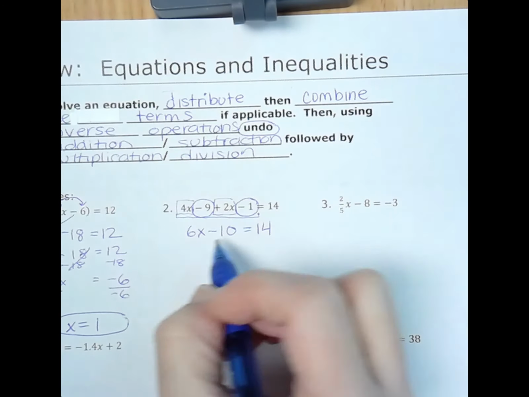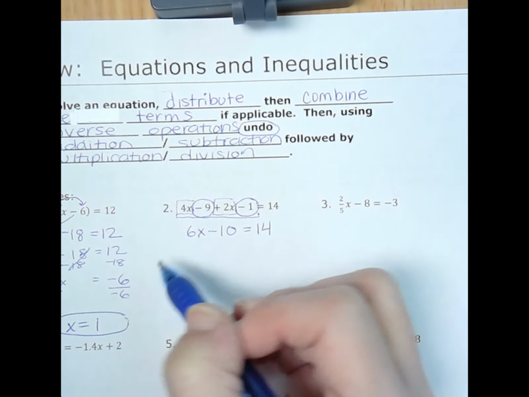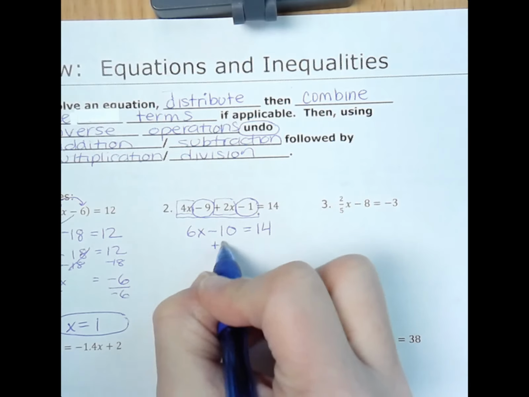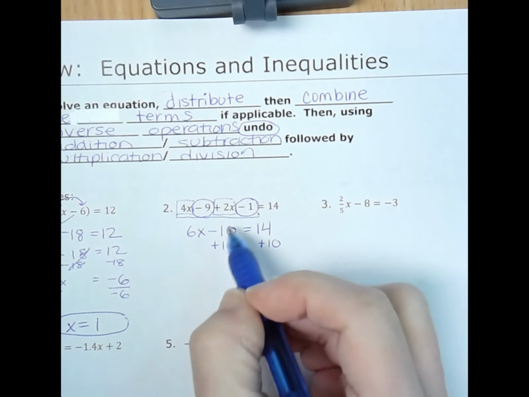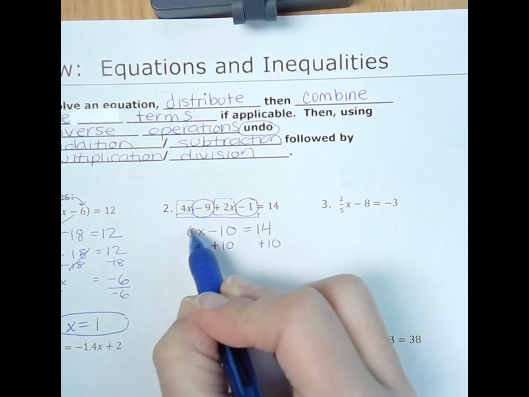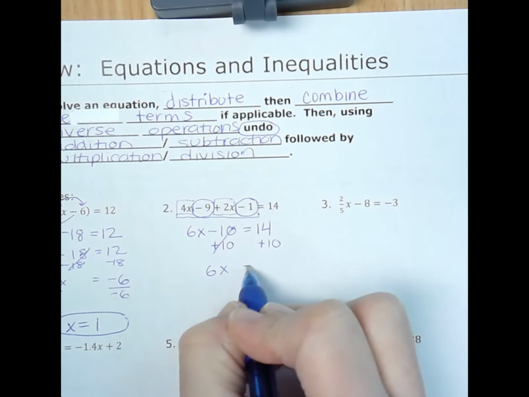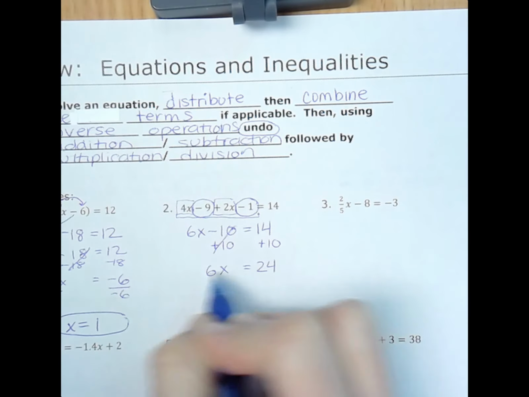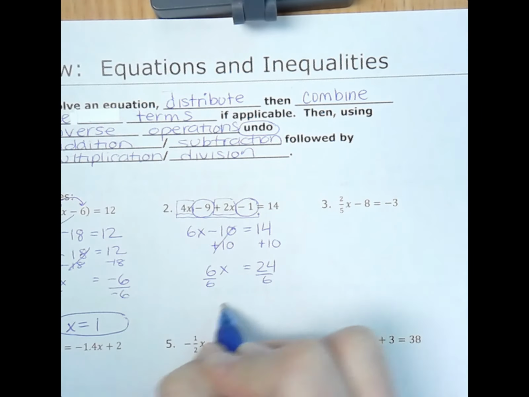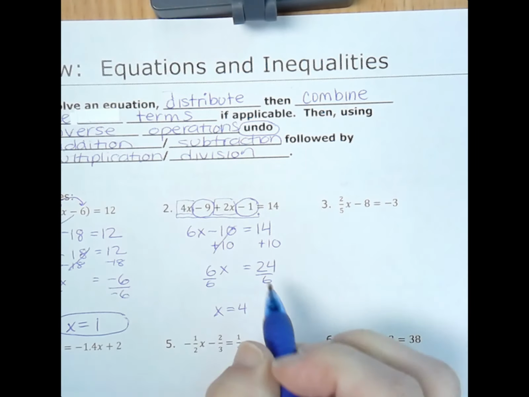Now everything is simplified. We can go ahead and do our steps to undo. So let's add 10 first. Remember, you always want to get rid of this first. This should be the last thing that you get rid of. That gives me 6x equals 24. Divide both sides by 6, and you get x equals 4.